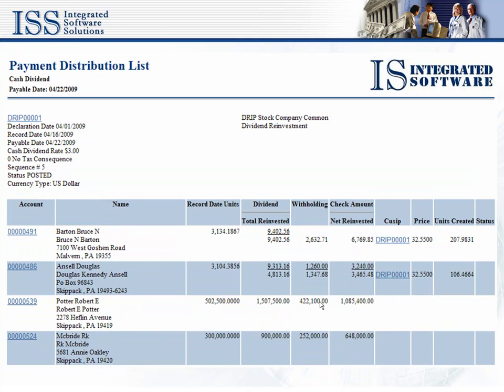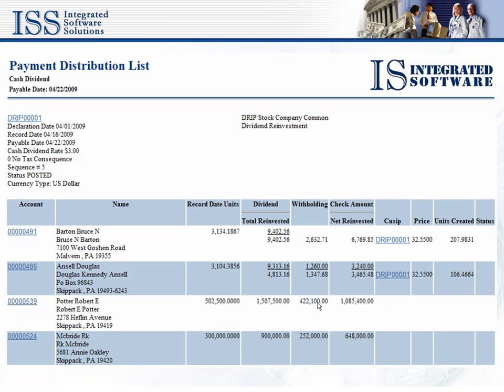The payment distribution list is a listing that the system provides once you've declared a dividend, a cash dividend. Once you reach record date for that dividend, the system will generate this report so you can see as of record your holder, the units they held on record date, and what their dividend will be based on the dividend rate you set up at the actual scheduling of the dividend.